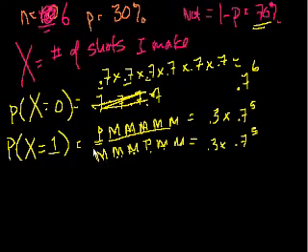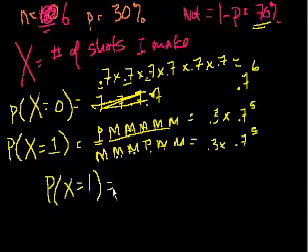You might make only the first shot, you might make only the second shot, only the third shot, and so forth and so on. So the probability that x is equal to 1, the probability that our random variable is equal to 1, is equal to 6 times 0.3 times 0.7 to the fifth.